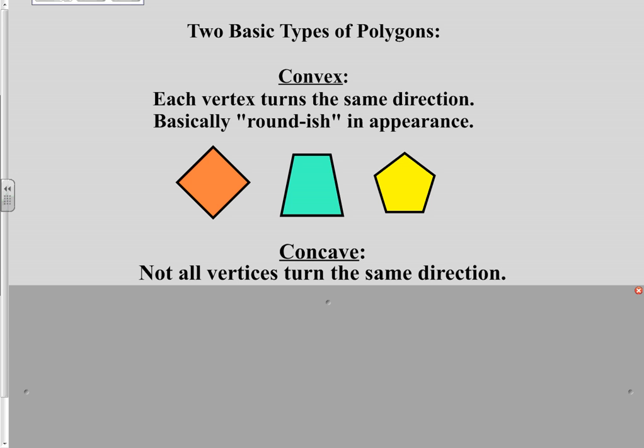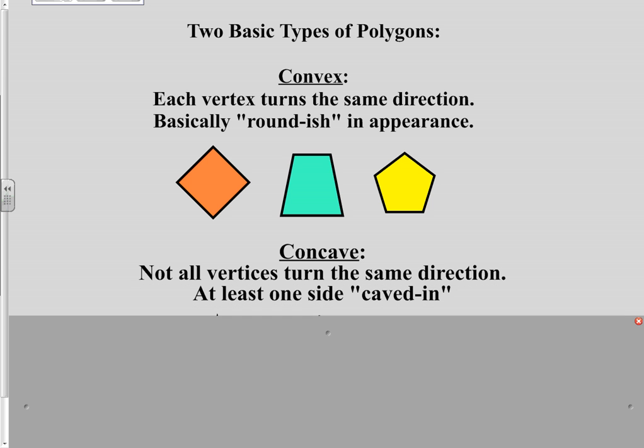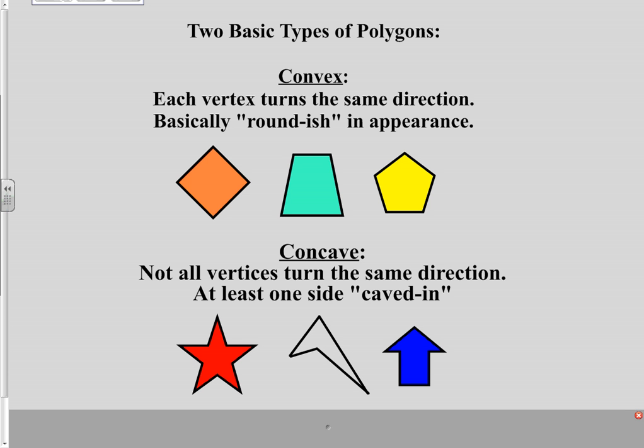Okay, many of them may try to turn in the same direction, but there will be at least one location that will try to turn the opposite direction on concave. An easy way to remember concave is that it has at least one side that appears to be caved in toward the center of the polygon. And I gave you some examples of concave polygons there.